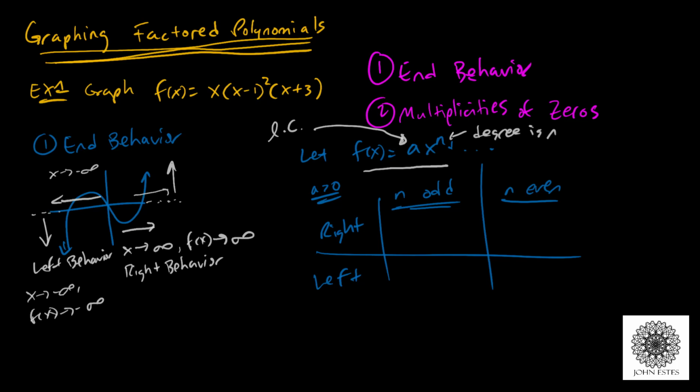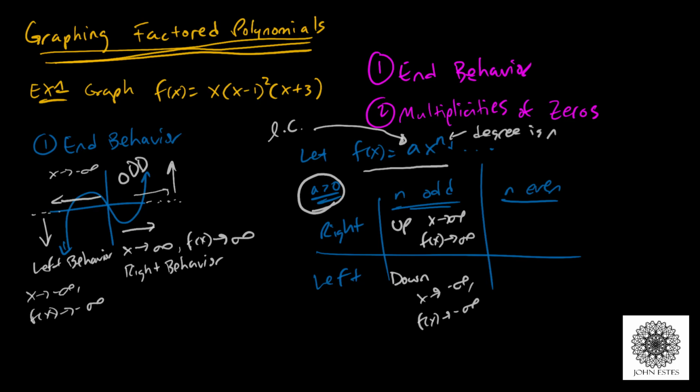In my chart here, I'm assuming that my leading coefficient is positive. So a positive leading coefficient, this is what's going to happen. If you have an odd degree, your right behavior is going to be up. What that means is that as x goes to infinity, f of x goes to infinity as well. And your left behavior is going to be down. So as x goes to negative infinity, your f of x also goes to negative infinity. Just like that. So that's the odd case. So I already know from this example that I had an odd degree polynomial because of the behavior.